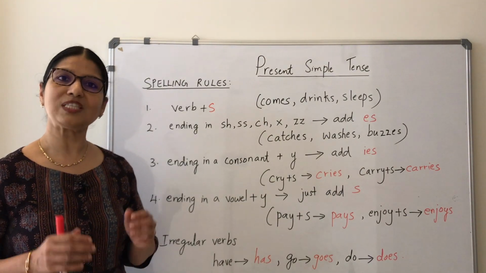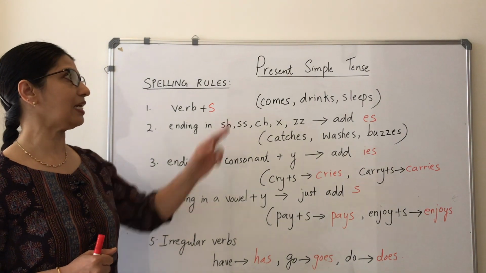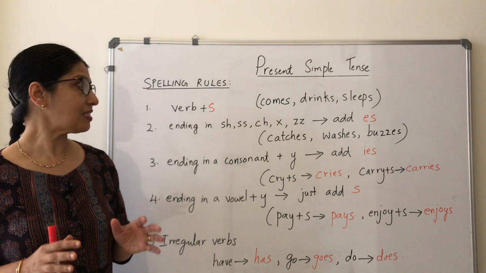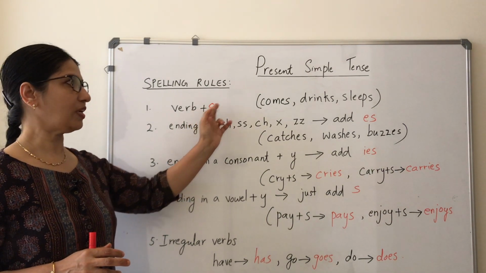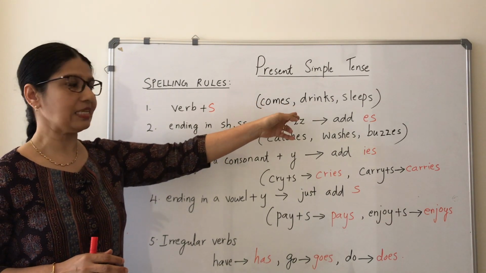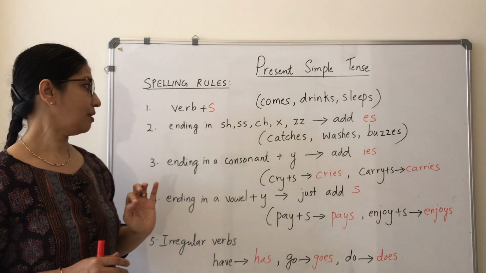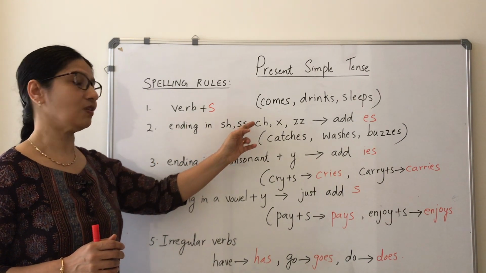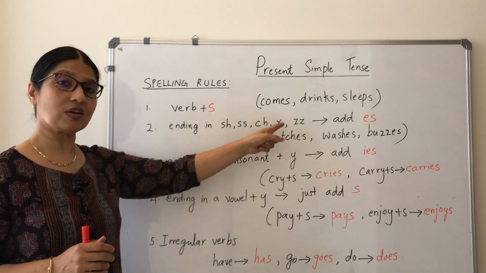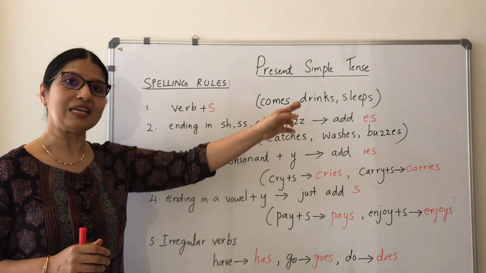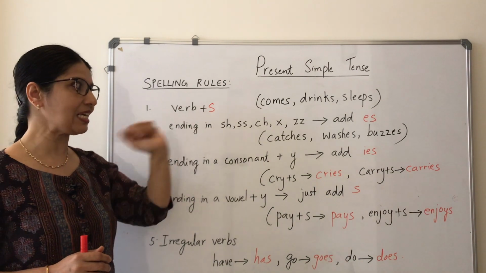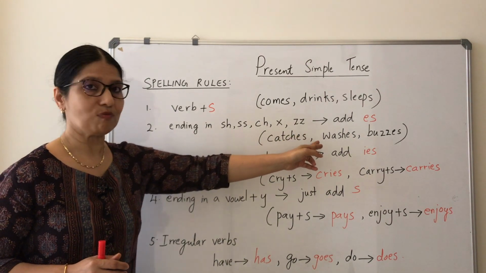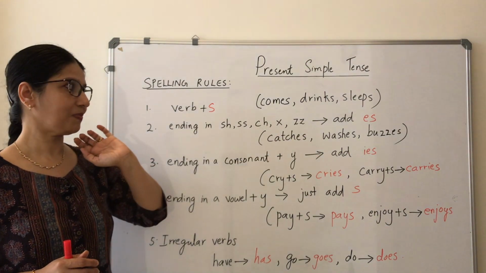Let's now see how the spelling of a verb changes when we use it in the present simple tense. Thankfully, for most of the verbs, we just have to add the letter S. So here we have the examples: comes, drinks, sleeps, and so on. But when the verb ends in SH or double S or CH or X or double Z, we have to add ES. It's not just S, it's ES. So for example, we have catch becomes catches, we have washes and buzzes.